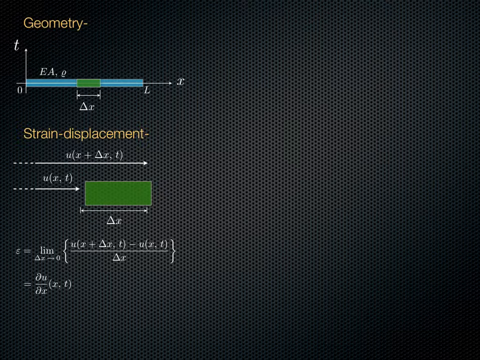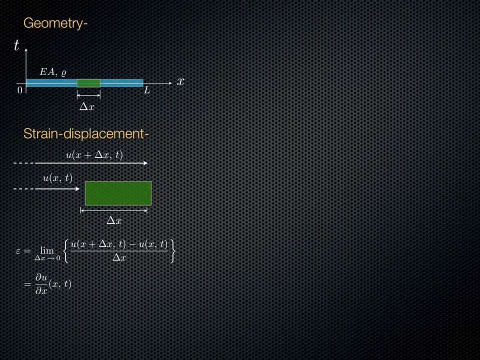So the strain is described by the new length divided by the original length. So that's a percent change in length. That's by definition what strain is. And we're going to first calculate that strain on this finite segment size delta x, which is going to be equal to the difference of the u's at the two ends normalized by the original length of our little segment.